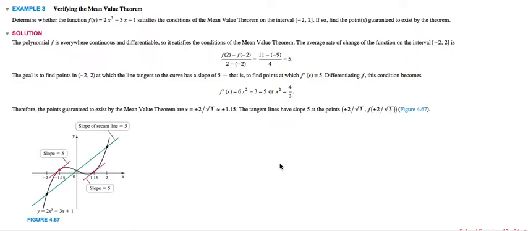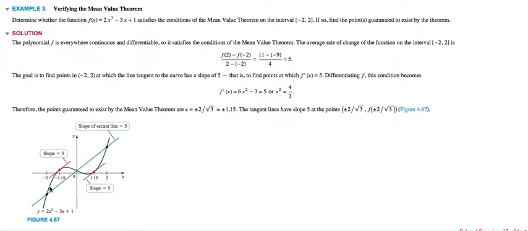The goal is to find points in the interval from negative 2 to 2 at which the line tangent to the curve has a slope of 5. In other words, we're trying to find the points at which the derivative is 5. Taking the derivative, we get 6x^2 minus 3. Setting the derivative function equal to 5 gives us x^2 equals 4/3. So the points that are guaranteed to exist by the mean value theorem are positive and negative 1.15, approximately.